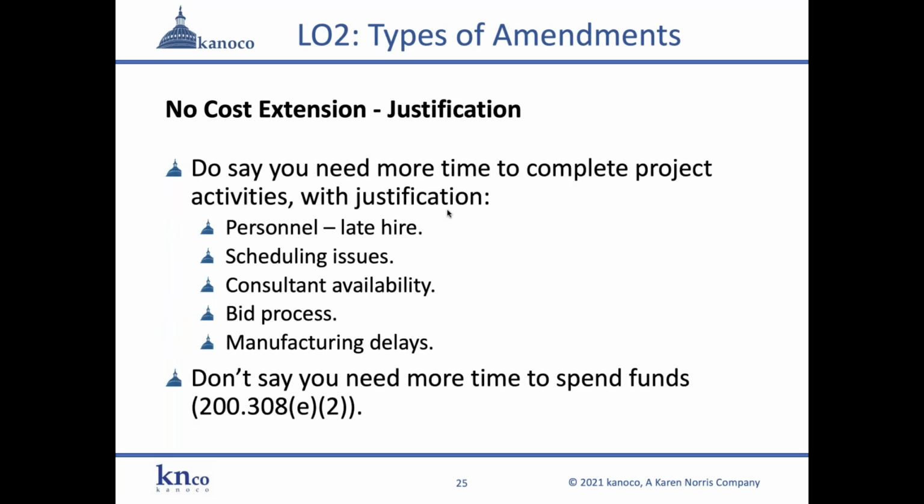Now, with any amendment, even the most common one, the no cost extension, you always need to include a justification. It doesn't have to be a lengthy explanation, but it must be present. You must have some sort of justification and explanation why you need the change. So you would want to say something like, you need more time to complete project activities. And then you want to give the example. What's holding you up? Did you get started hiring people, a late start because it took longer to hire somebody than you initially thought? Were there scheduling issues?